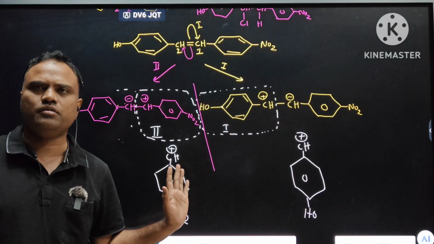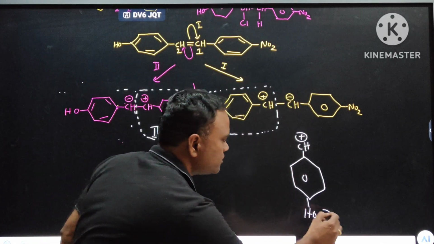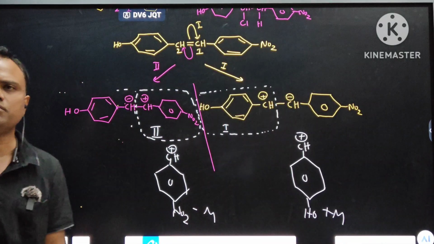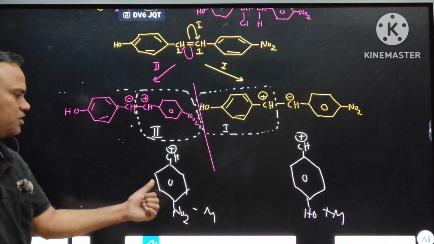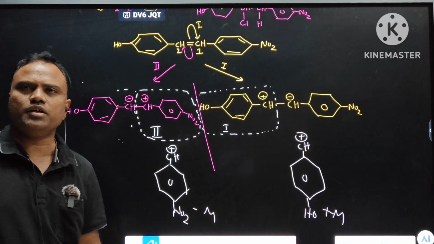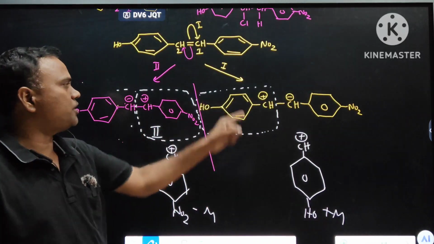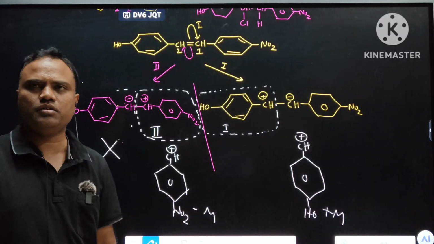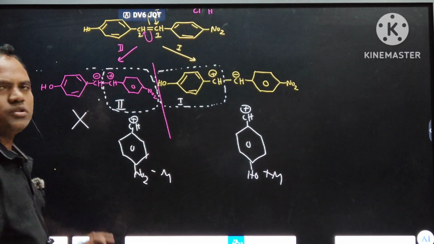Obviously 1 only. Why? Because here a plus M group is present. Here a minus M group is present. Plus M groups increase the stability of carbocations. Minus M groups decrease the stability of carbocations. Right? That's why this path is favorable. The first path is favorable, and this is not possible. Clear? So we follow this path only.